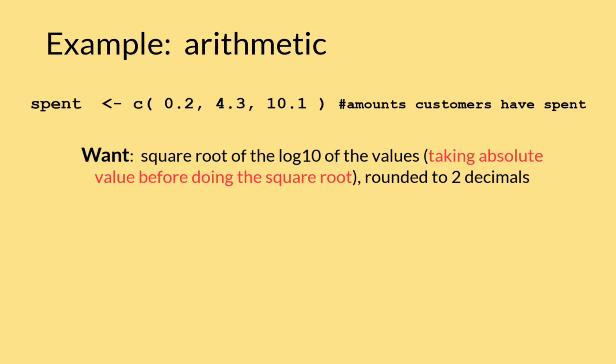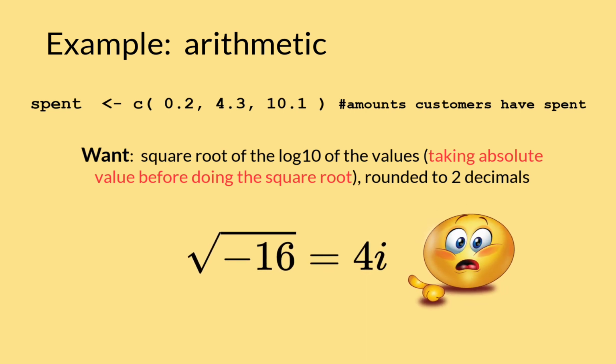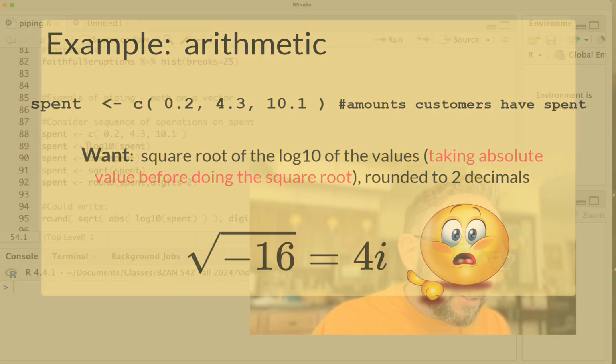However, one thing that we know is that sometimes when we take the log of a number, the result turns out negative. So if I try to take the square root of a negative number, the result's going to be imaginary, and that's not going to have any real-world correspondence.